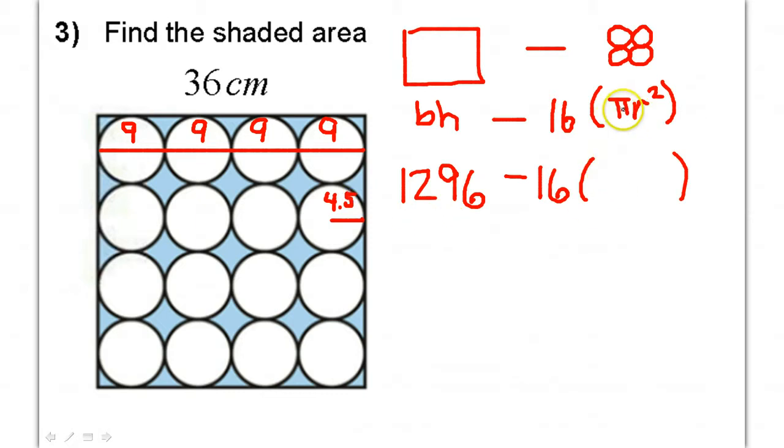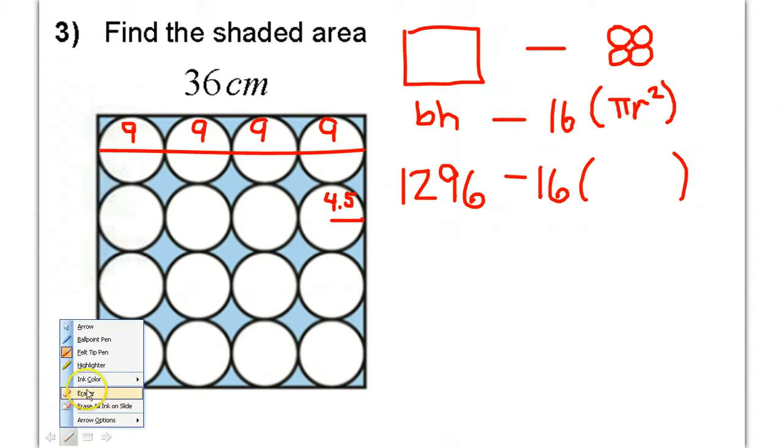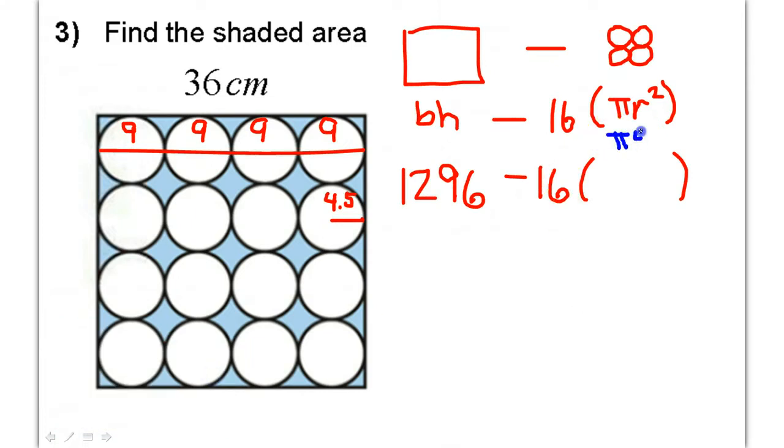Okay, so this is going to be pi times 4.5 squared. Maybe I could just do that off to the side. Alright, this is pi and then 4.5 squared. I'm just going to put that in my calculator and just get a decimal. Okay, so that's 63.617.